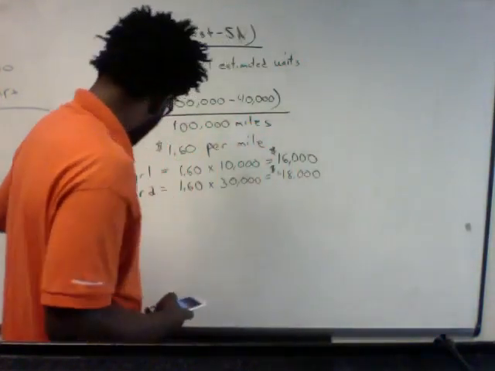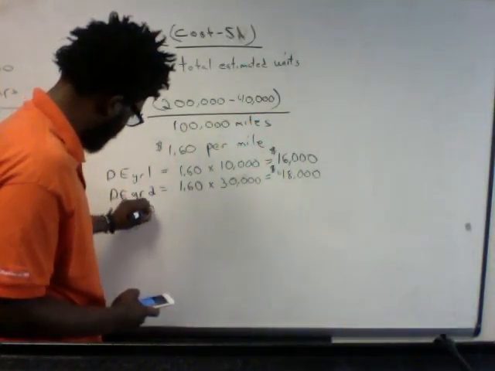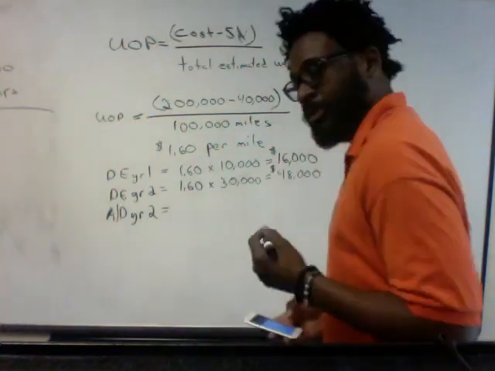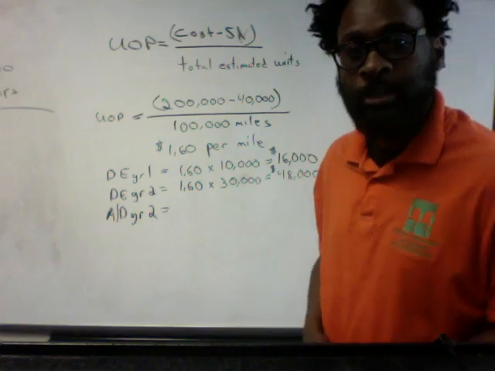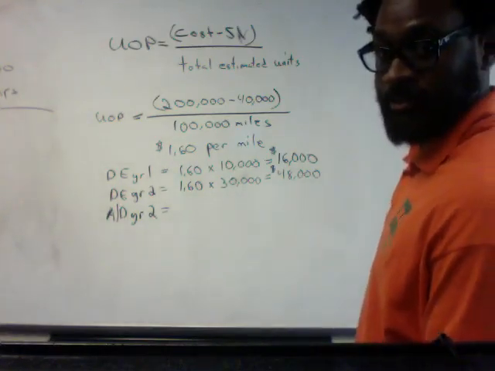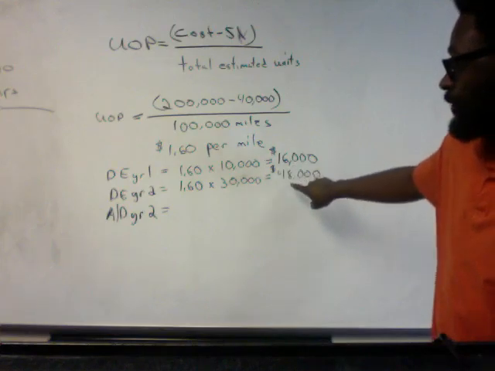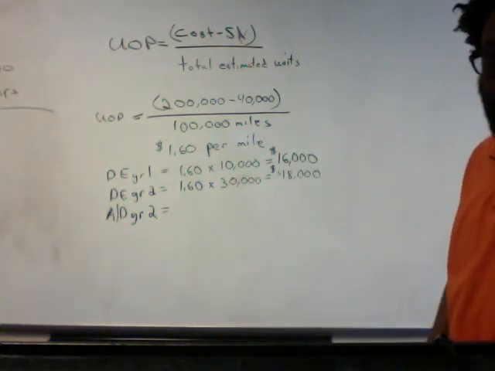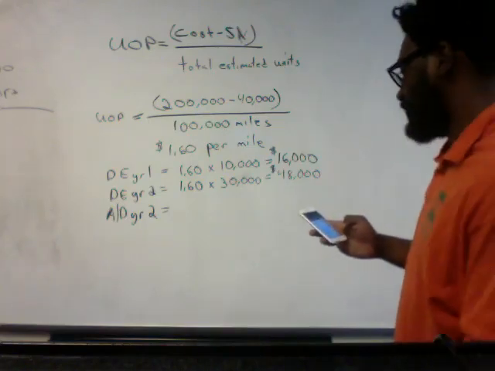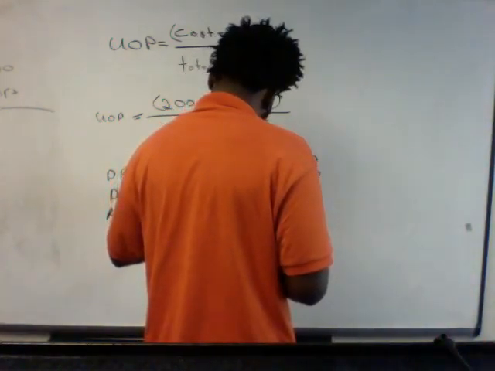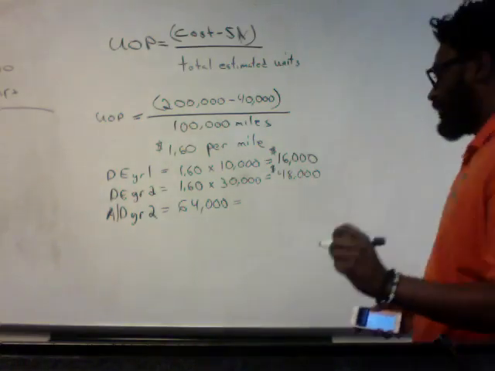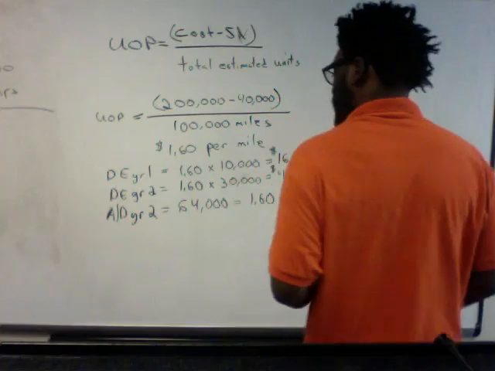Now, what if I wanted to find out accumulated depreciation? What if I want to calculate accumulated depreciation for year two? How would I do it? Well, there are two ways you could do it, right? We know that accumulated depreciation adds up all the depreciation expense. So we could just add up these two depreciation expenses for the years, and that would give it to us, right? So basically, we could take the 48,000 plus the 16,000, and that'll tell us the accumulated depreciation, which happens to be 64,000.